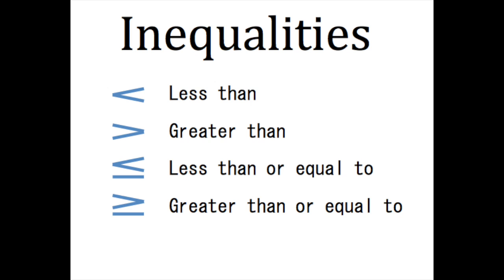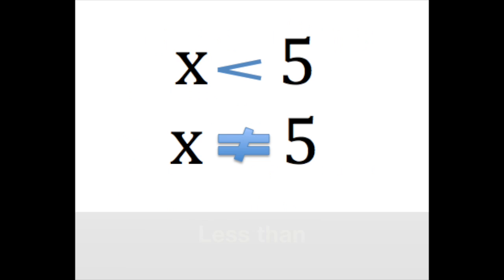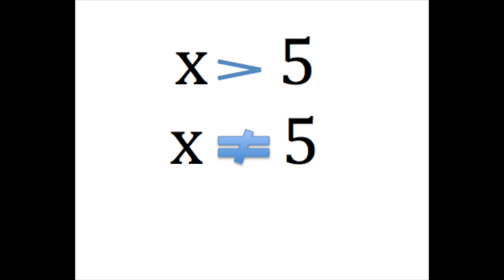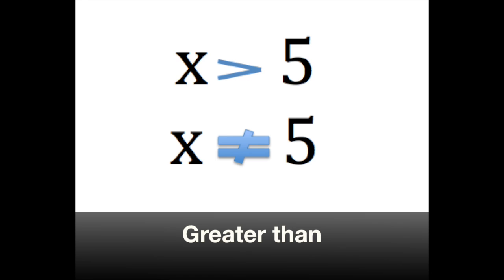Here are our 4 possible inequalities. There's less than, greater than, less than or equal to, and greater than or equal to. If x is less than 5, then x cannot equal 5, but it can equal 4, or 3, or any number less than that. If x is greater than a number, again in this case 5, then it cannot equal 5, but it could equal 6, or 7, or any number greater than that.